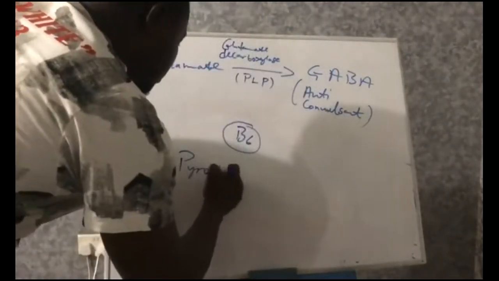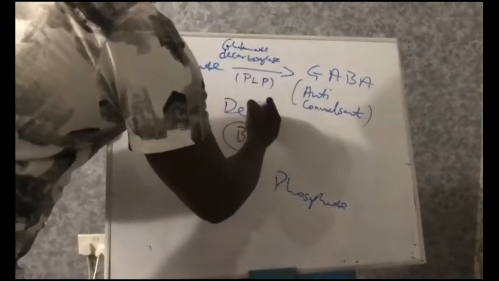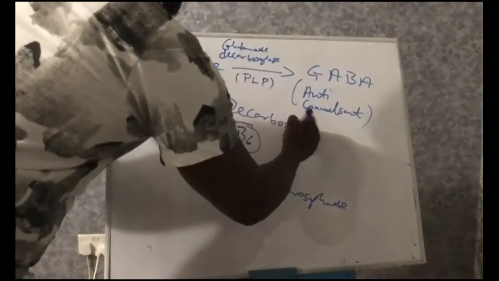This enzyme cannot work alone. It needs a push, okay? It needs something to push it. And the name of that is PLP, which we call pyridoxal phosphate, okay? So this whole process is called decarboxylation. And I said there will be production of what? Carbon dioxide. So carbon dioxide will be produced. GABA is needed as an anticonvulsant. This is how naturally the body produces GABA.